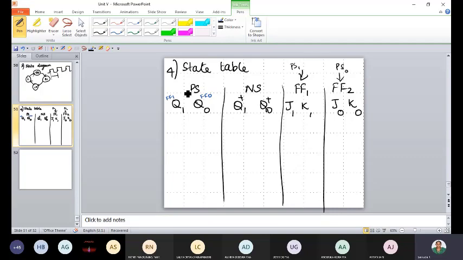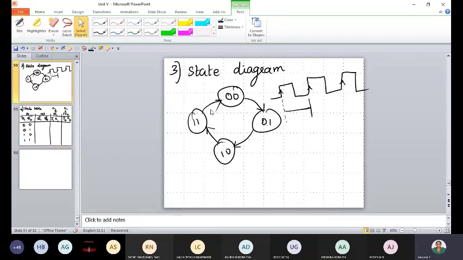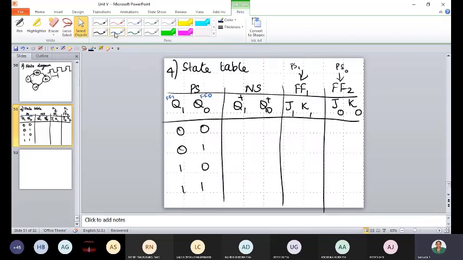This is your state table. What are all the input combinations? I have only 4 different combinations: 0 0, 0 1, 1 0, 1 1. If my present state is 0 0, the next state is 0 1. If the present state is 0 1, the next state is 1 0; then 1 1, and again 0 0. This is my present state.